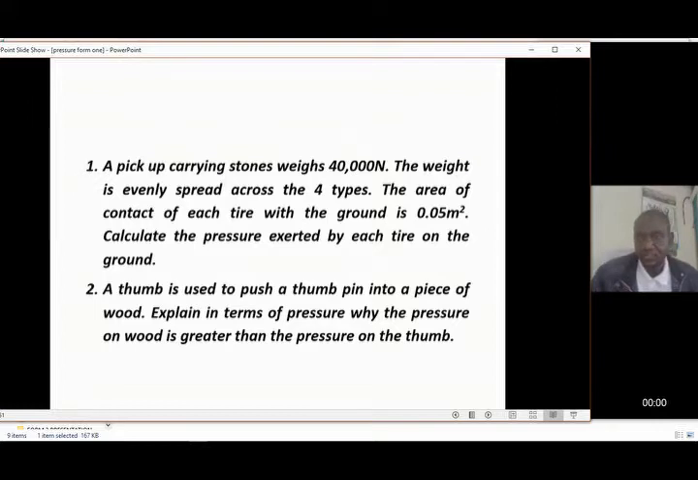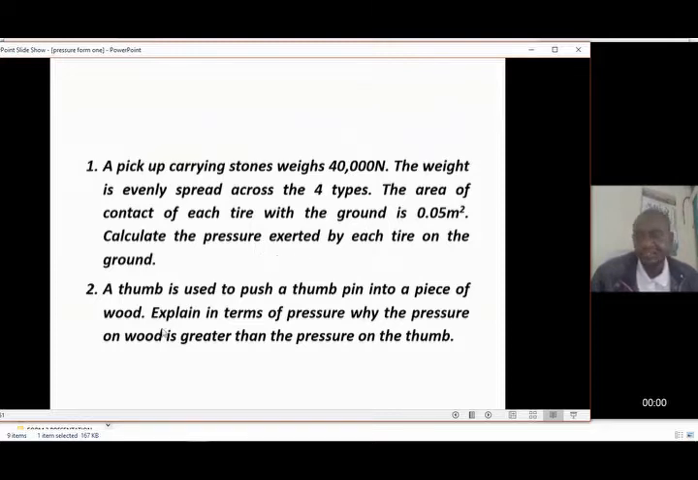So you have some sample questions. A pickup carrying stones weighs 40,000 newtons. The weight is evenly spread across the four tires. The area of contact of each tire with the ground is 0.05. Calculate the pressure exerted by each tire on the ground. Pressure is force over area.